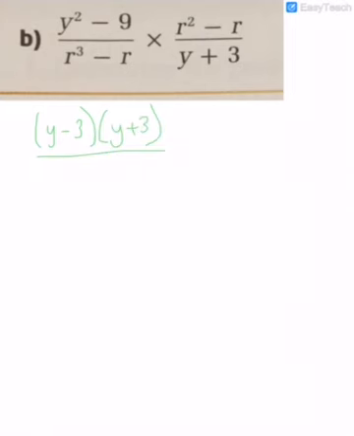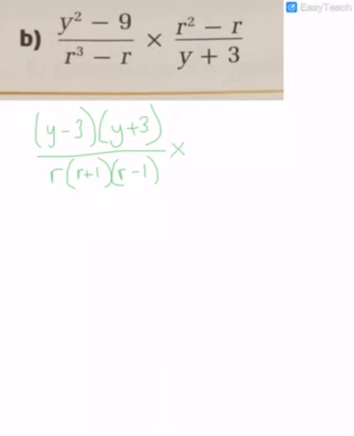On the bottom, r cubed minus r. I notice that there's an r common. When I divide out that r, I'm left with r squared minus 1. But r squared minus 1 is actually a difference of squares. So I'm going to rewrite that as r plus 1 and r minus 1, again, since it's a difference of squares.